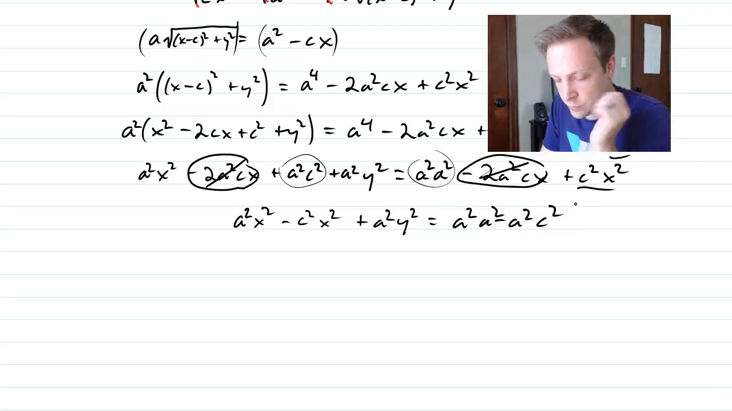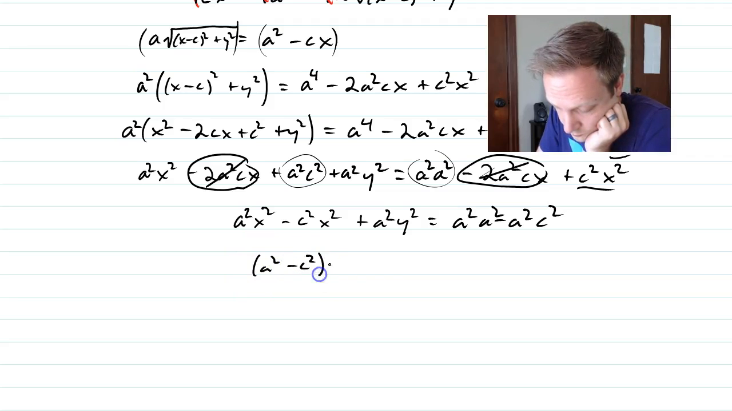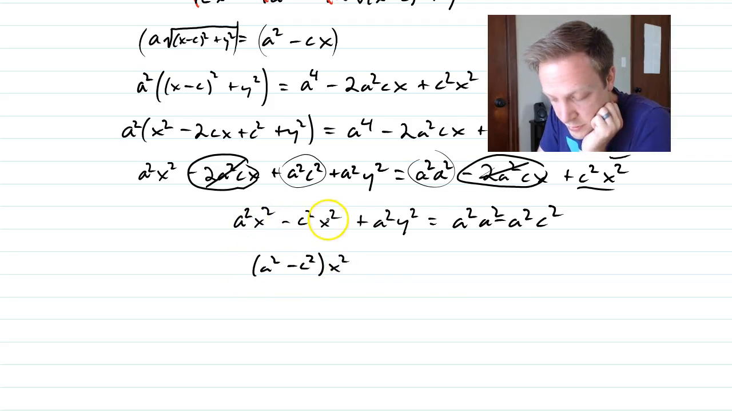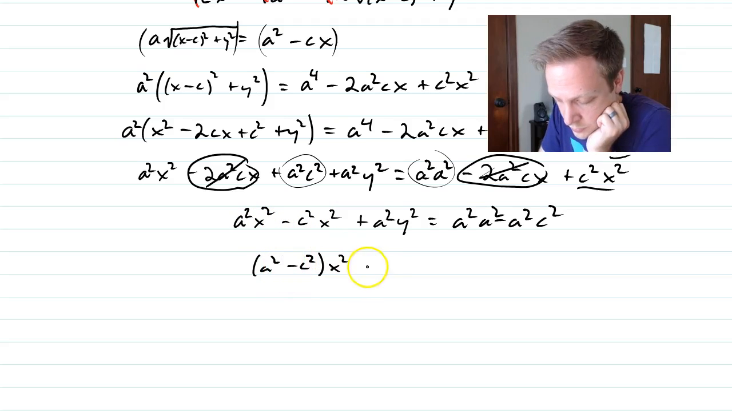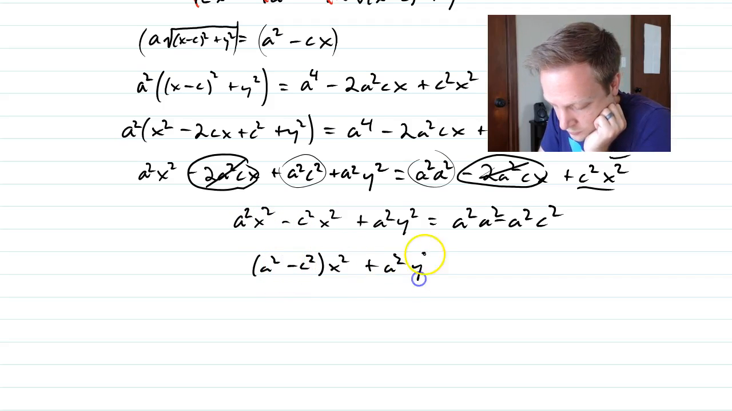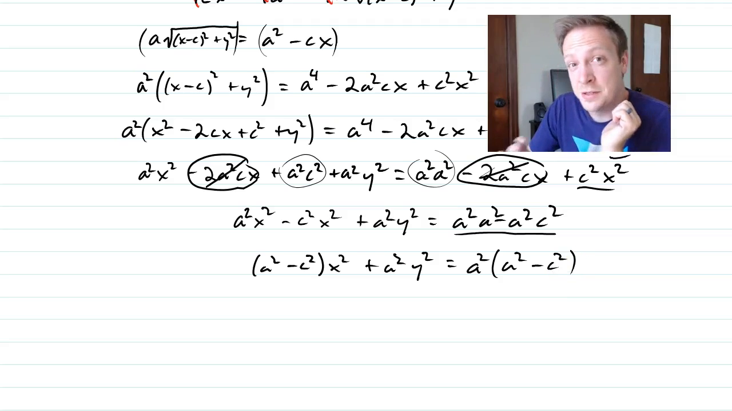Now, a really important part that's really hard to see if you don't know what to look for. This right here, they're like terms. And so what I'm going to do is factor out an x squared so that I have this right here. And same thing over here, I can factor out an a squared, and I have a squared minus c squared. Okay, so you might start to see the beginnings of the ellipse equation.